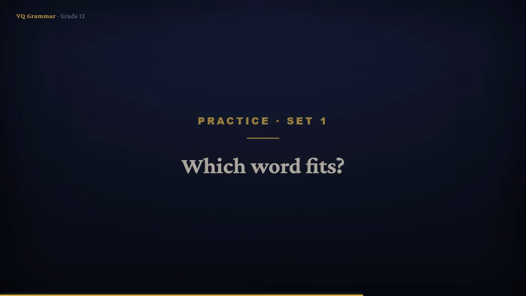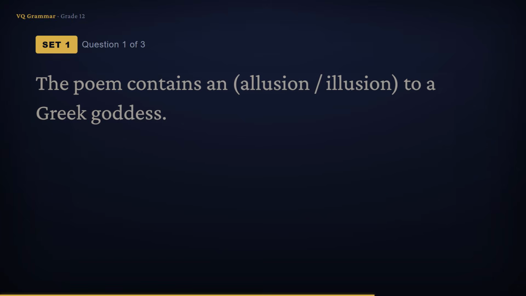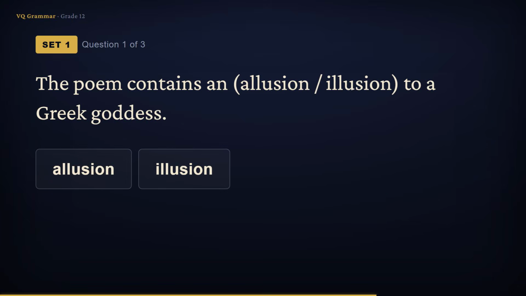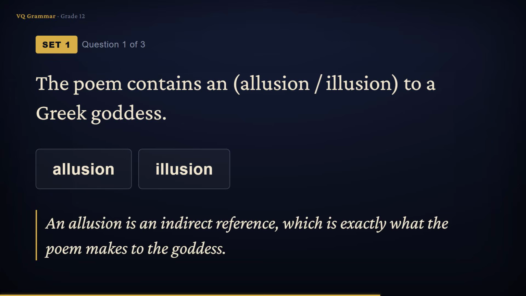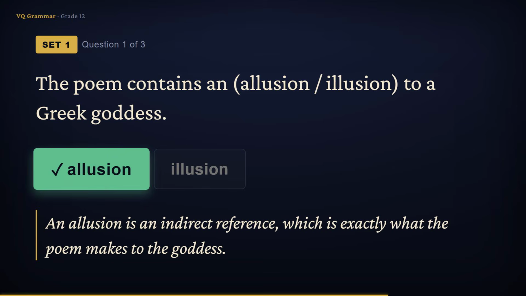Let's try some. Time to practice. In this first set, I'll give you a sentence with 2 choices in parentheses. Read it, decide which word belongs, and pause before I reveal the answer. Think about meaning, not habit. The poem contains an blank to a Greek goddess. Allusion or illusion? The poem is making an indirect reference to the goddess, pointing to her without a full explanation. That's an allusion with an A. The poem contains an allusion to a Greek goddess.